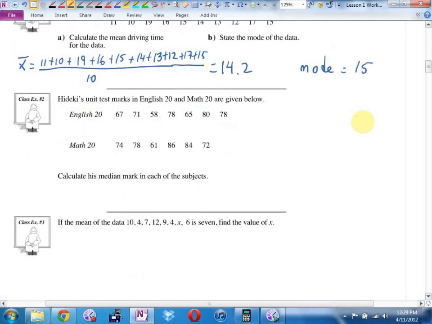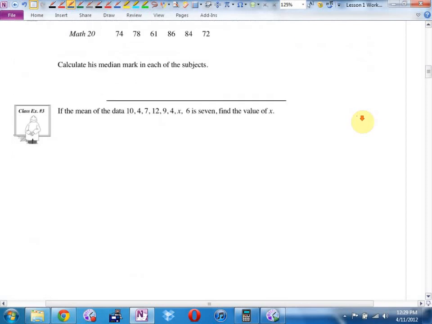We're going to skip example 2, example 3. I like example 3. Example 3 says this. If the mean of the data of 10 and 4 and 7 and 12 and 9 and 4 and a mystery number and 6 worked out to be 7, what is the mystery number?